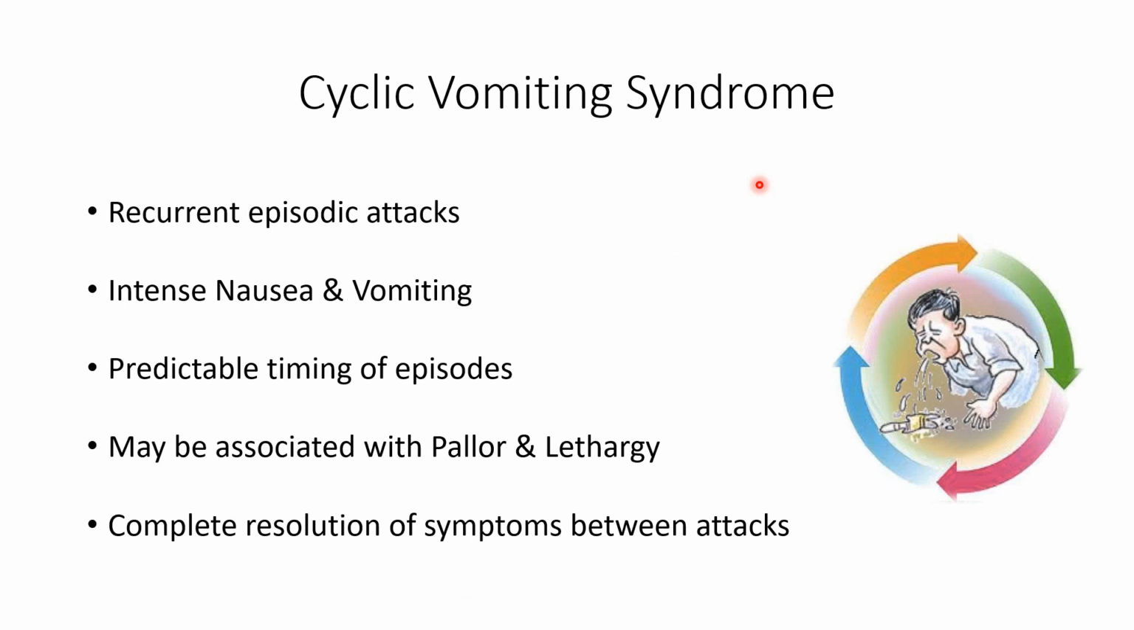Next, we come to cyclical vomiting syndrome. It is recurrent episodic attacks of intense nausea and vomiting. At times, these are very predictable. The parents are able to tell that on this specific date, the symptoms may start. These are usually associated with pallor and lethargy in the child. And in between the symptoms, the child is perfectly normal. There is complete resolution.